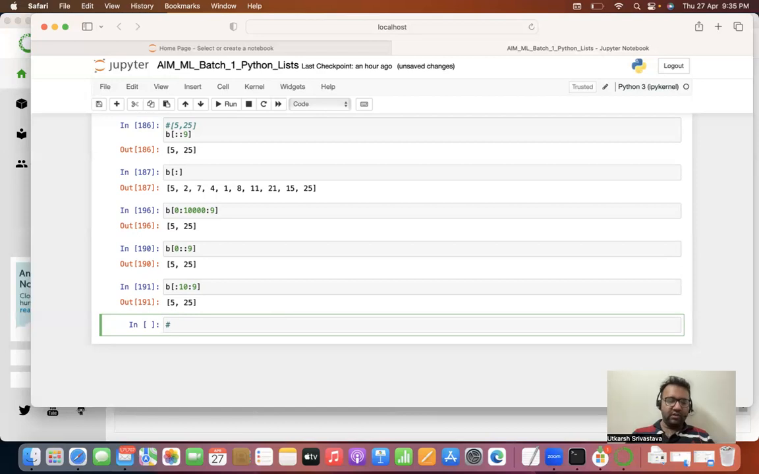Great. So let us proceed towards negative slicing.